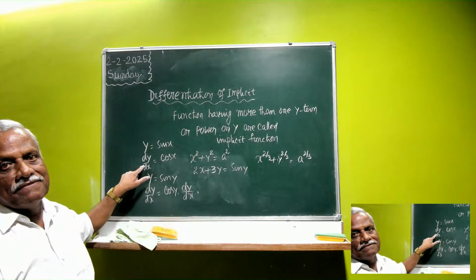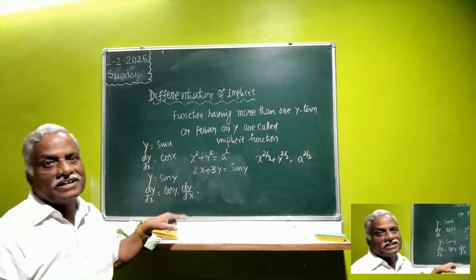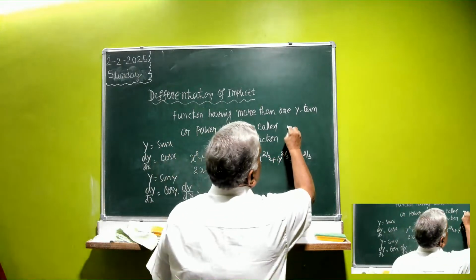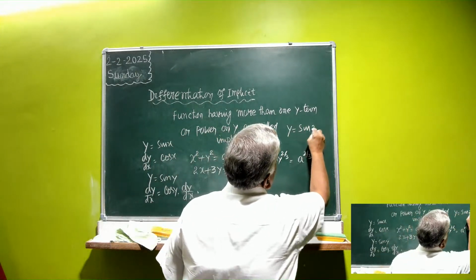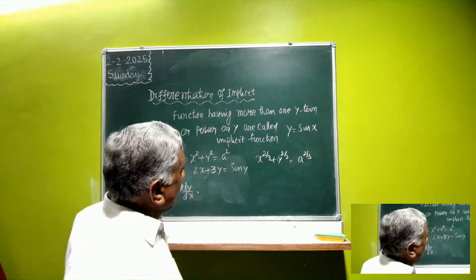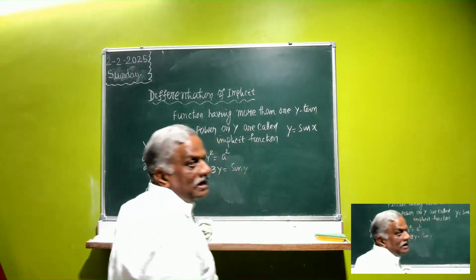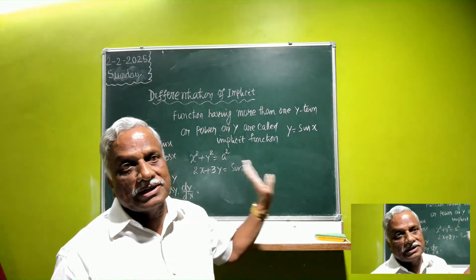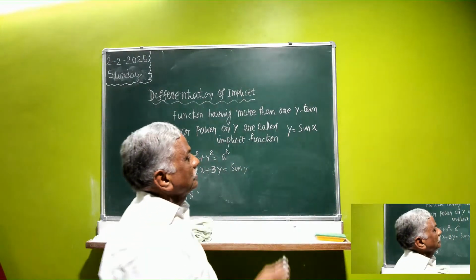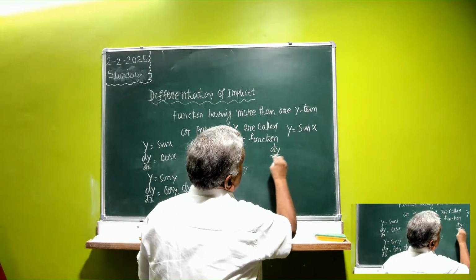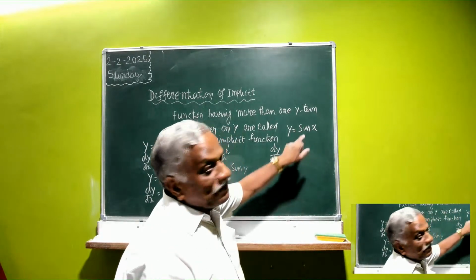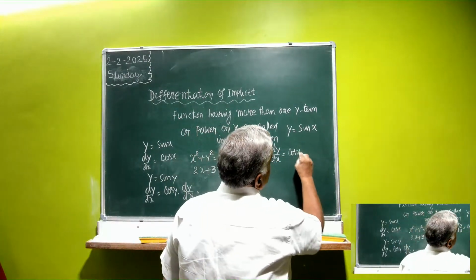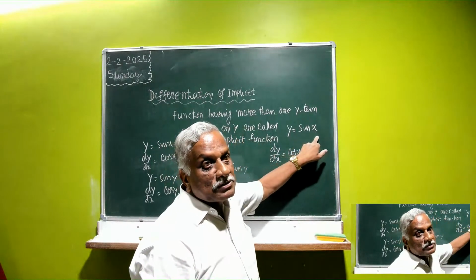See, what is the meaning of dy by dx? Differentiate y with respect to x. So when I have got y is equal to sin x, now I have to use, I know it is cos x, but I will use chain rule for this to make you understand the implicit function. So dy by dx is equal to, I first differentiate sin. Sin becomes cos. I should write x as it is. Now I should differentiate x.